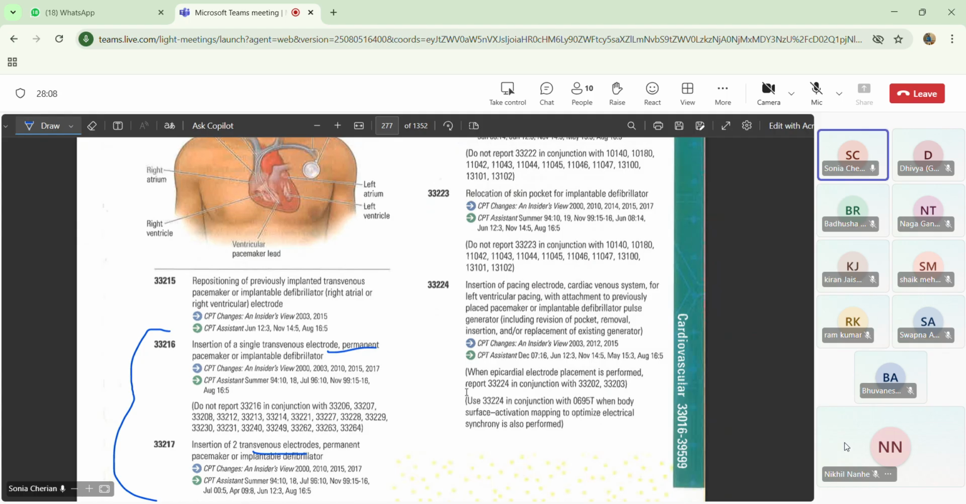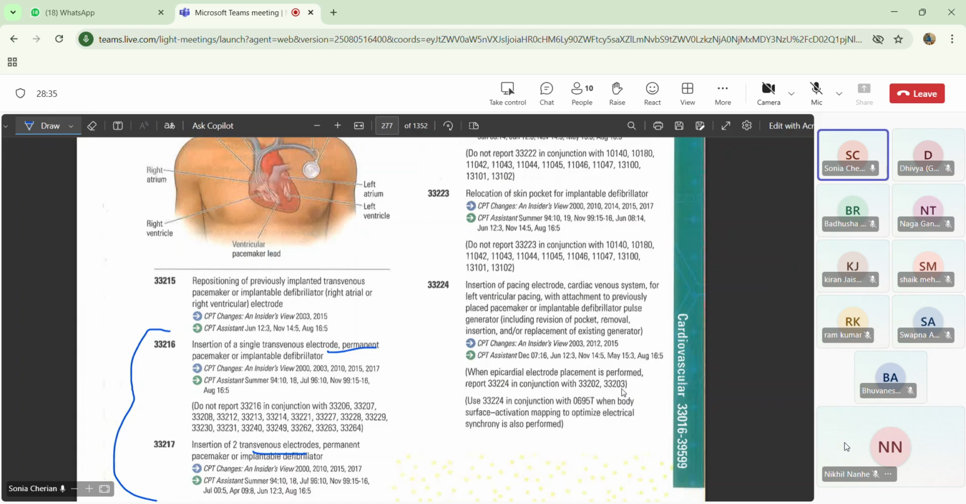So in the upgradation, what they do is insert one more lead into the right ventricle. They already have a single chamber system, that is, the lead is in the right atrium. Now they are coming for placing it in the right ventricle also. So it means single chamber system to dual chamber system. That is what we call an upgrade. Or sometimes conversion.